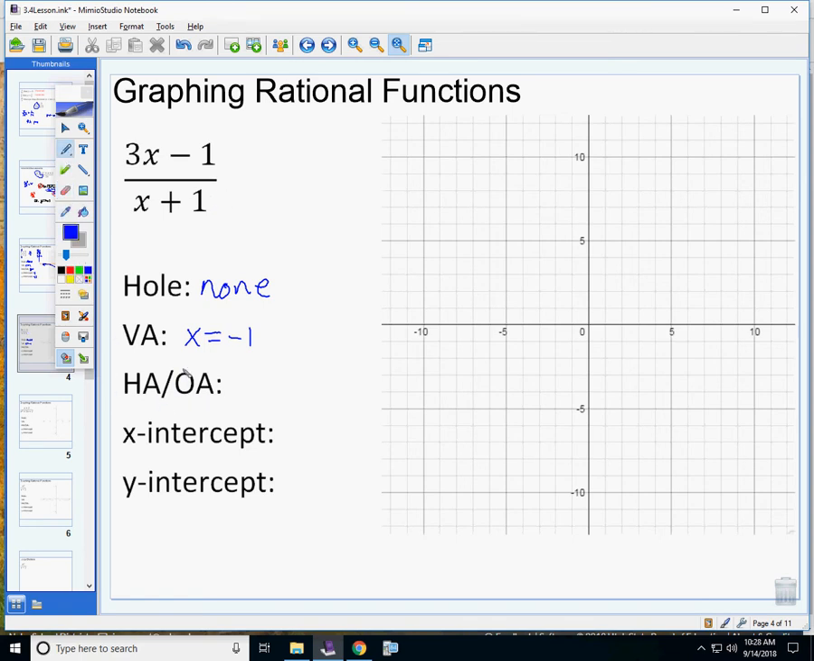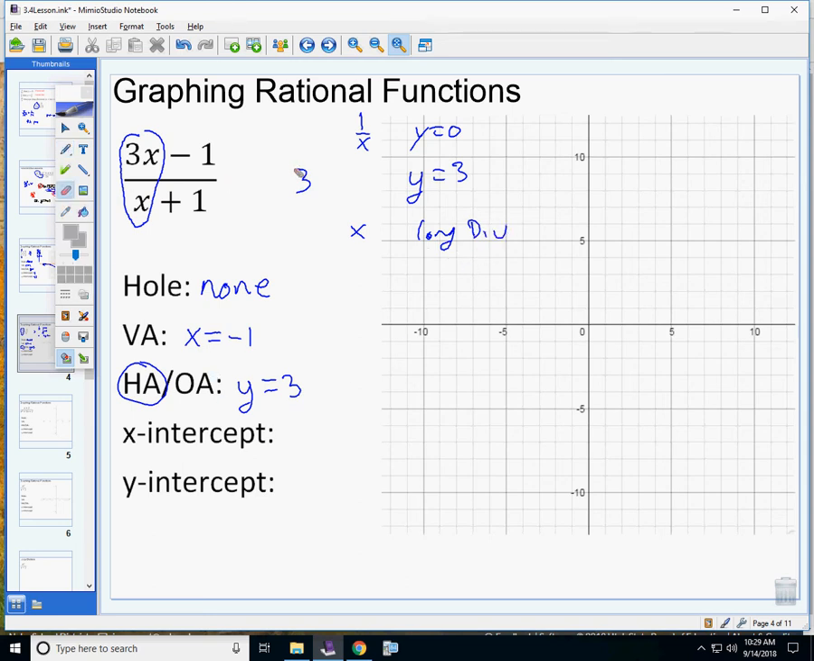Horizontal or oblique asymptotes. We divide the highest power from the top and from the bottom, so 3x divided by x gives us an answer of 3. And since that is a whole number, that's our horizontal asymptote where y equals 3. Remember that 1 over x means that y is 0. A number means that y is that number. And if we're left with an x, then we have to do long division to find the oblique asymptote. Since we got 3, then that means that y equals 3 for our horizontal asymptote.